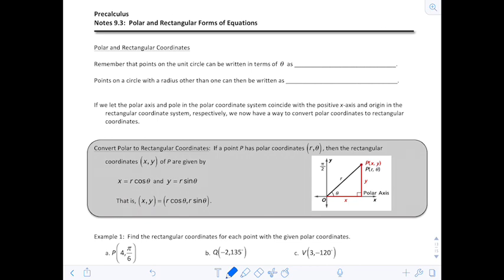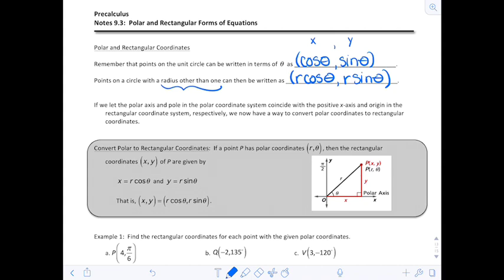Remember that points on the unit circle can be written in terms of theta as cosine of theta, sine theta. Because we related cosine of theta to the x value and sine theta to the y value. And when we had a radius of 1, it was just cos theta, sine theta. That's how we could graph and plot points on our unit circle. Now, as we got further into the chapter, points on a circle with a radius other than 1, we could write as r cos theta, and hopefully you remember that, and r sine theta. Keeping that in mind, we're going to use those things to help us with today's lesson.